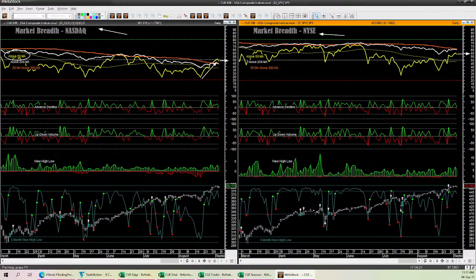Both are in an uptrend now. There is no bearish divergence that was present a couple of weeks ago, neither in terms of the percentage of stocks above 50 MA nor in terms of advance decline up-down volume. There is no sign of weakness in this chart. Relatively, NYSE is stronger than Nasdaq as a whole.